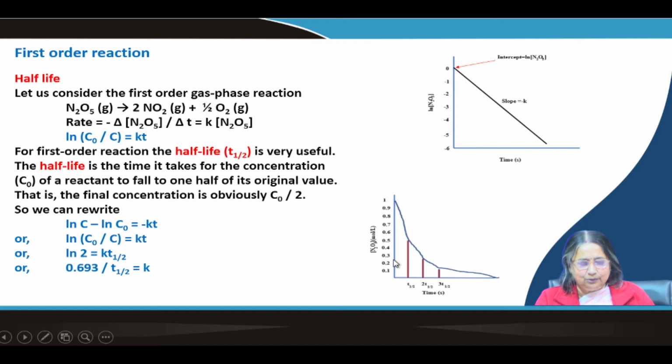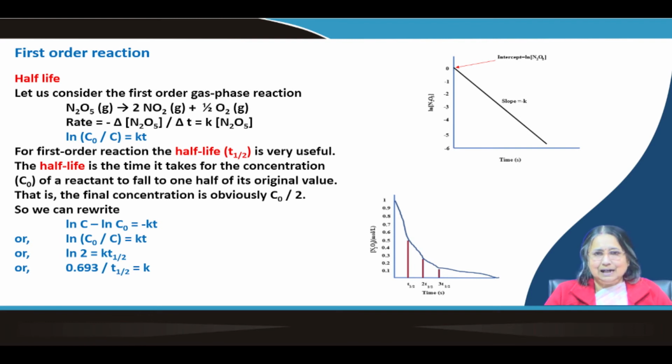Similarly, when you start with 0.25, that is here, then half of this is 0.125. So here again, from here to here, the time taken is again T half. If you consider from the start, it is 3 T half. Okay. So, it will continue like this. And it is a first order curve. So, you can easily understand how it goes.